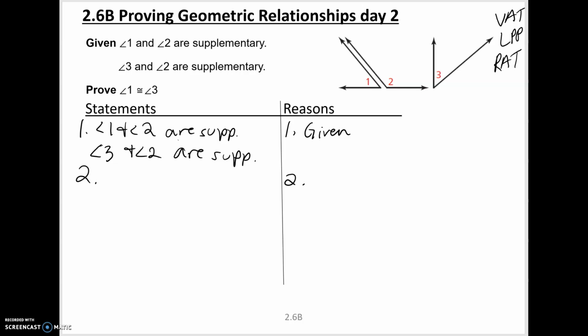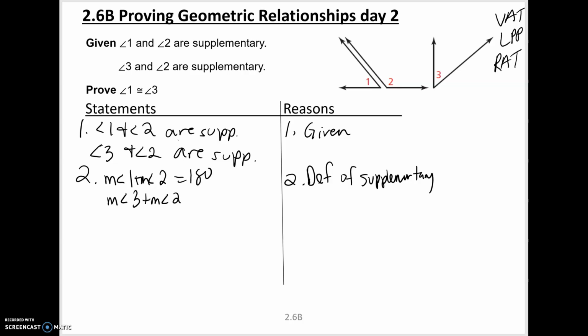So remember, anytime there's a word in your given, you're thinking hopefully that you are going to define it. So definition of supplementary. So that would give me the measure of angle 1 plus the measure of angle 2. So I forgot my M. Measure of angle 2 equals 180. And it also gives me measure of angle 3 plus the measure of angle 2 equals 180.